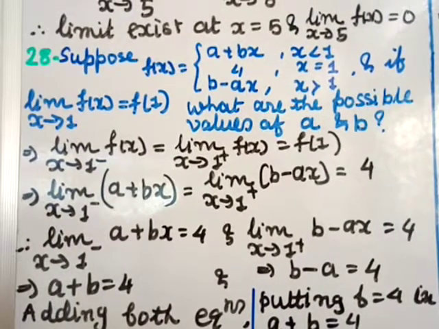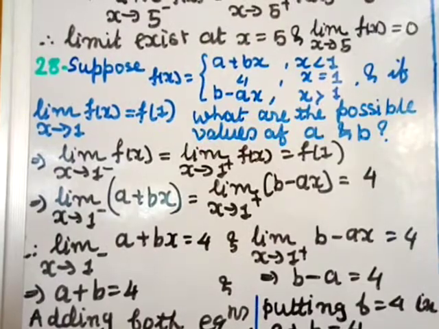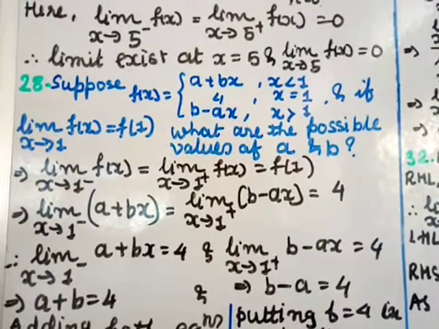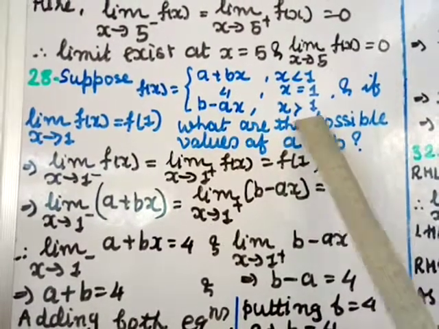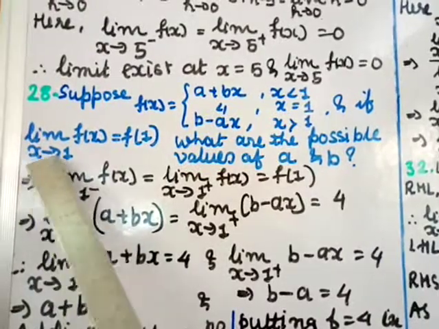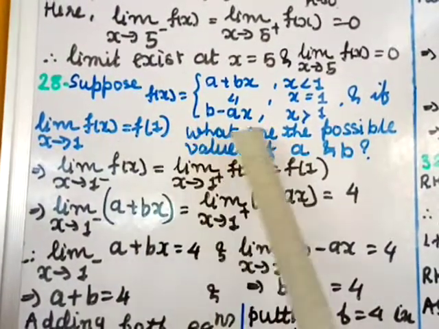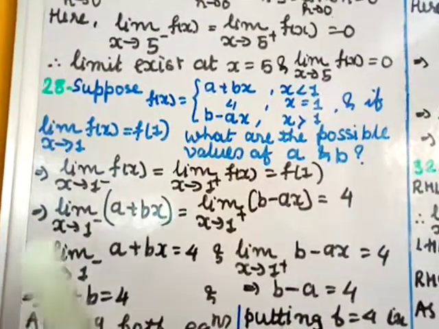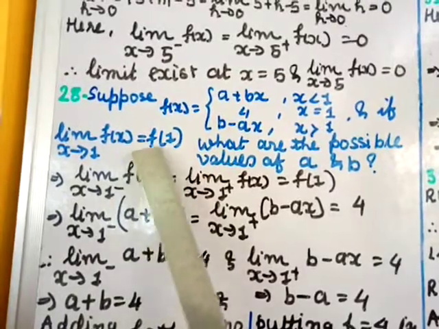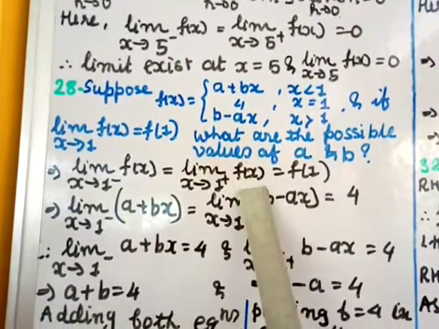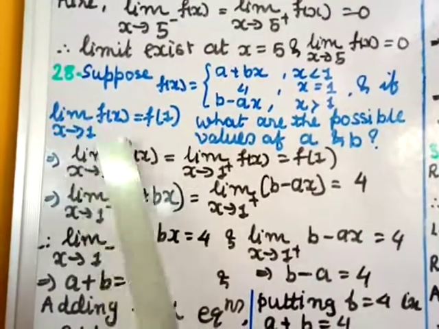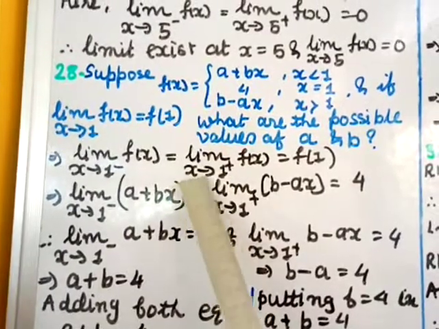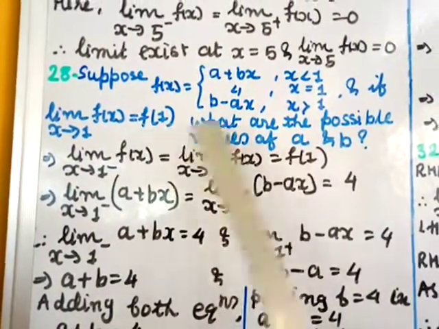Question number 28. Suppose f(x) equal to a plus bx for x less than 1, 4 for x equal to 1, and b minus ax for x greater than 1. And if limit x tends to 1 f(x) is equal to f(1), what are the possible values of a and b? So we are given that limit x tends to 1 f(x) is equal to f(1). This means left hand limit equal to right hand limit equal to f(1). So left hand limit symbolically we write as limit x tends to 1 minus f(x) equal to right hand limit, limit x tends to 1 plus f(x), equal to this f(1).